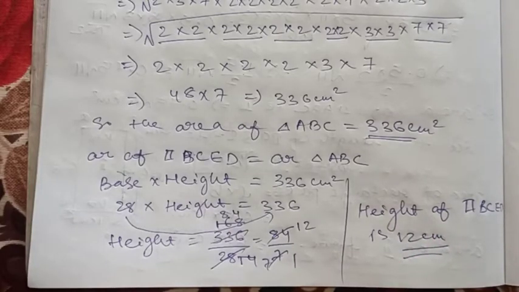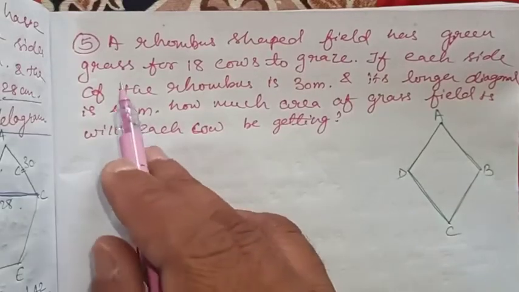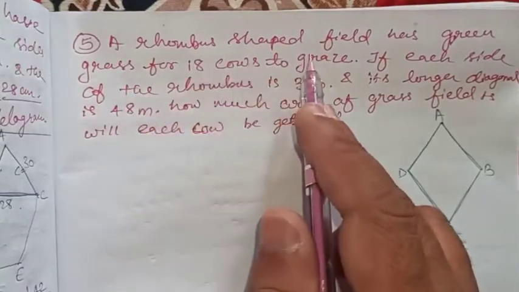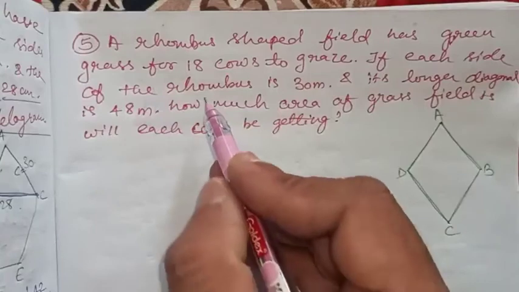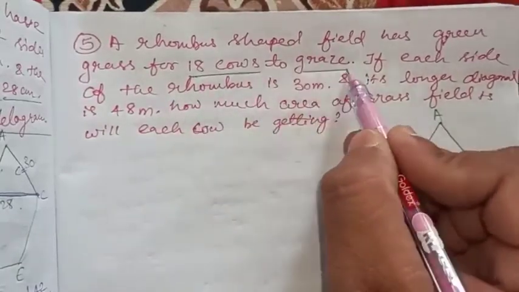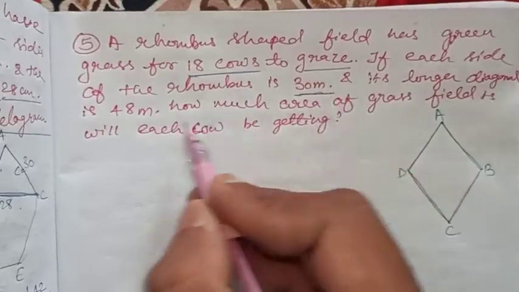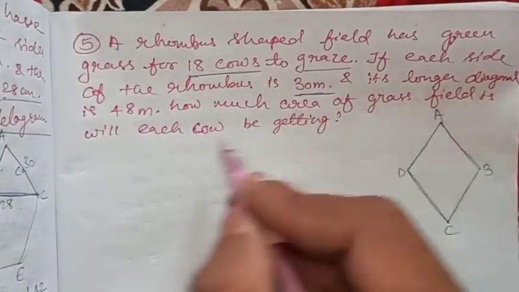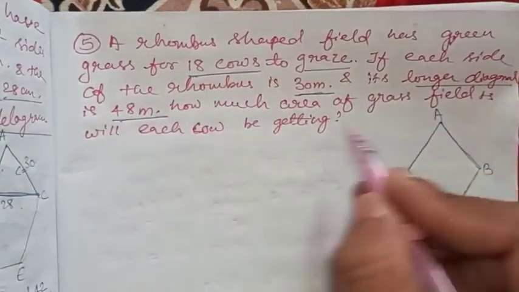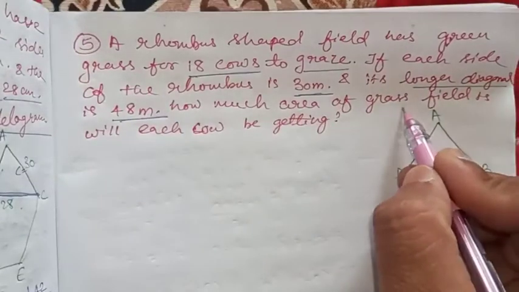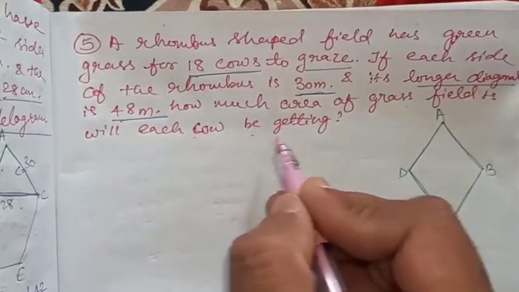Okay, next question. Now question number 5. In question number 5 it is given a rhombus shaped field has green grass for 18 cows to graze. If each side of the rhombus is 30 meter and its longer diagonal is 48 meter, how much area of grass field will each cow be getting?